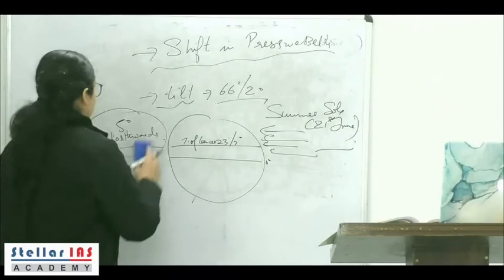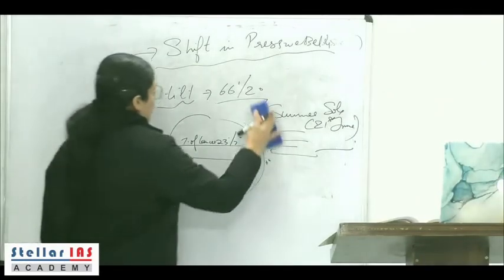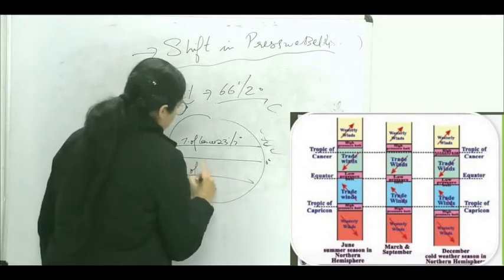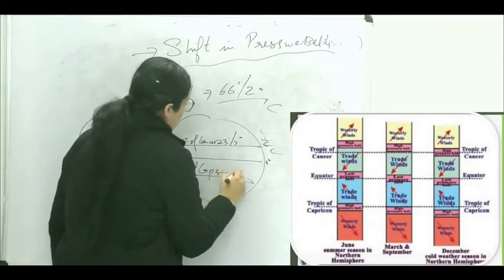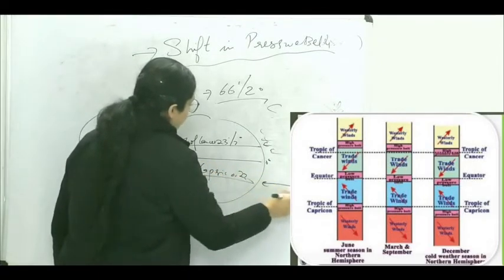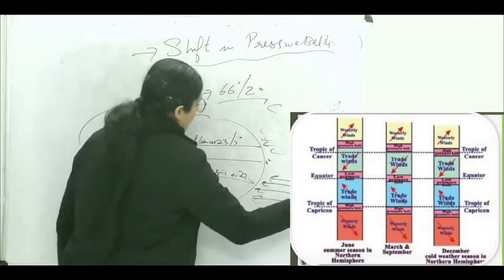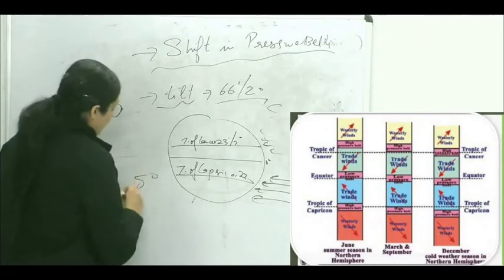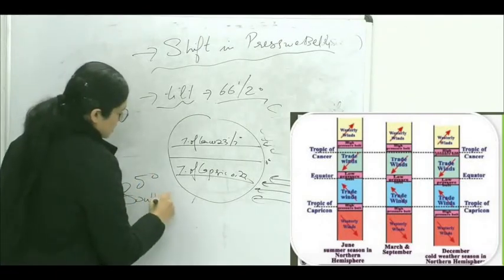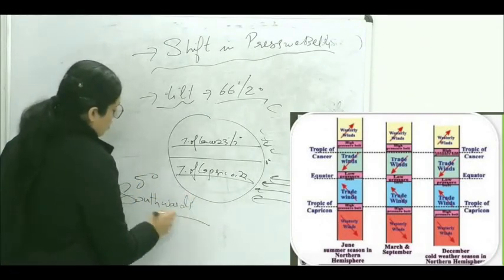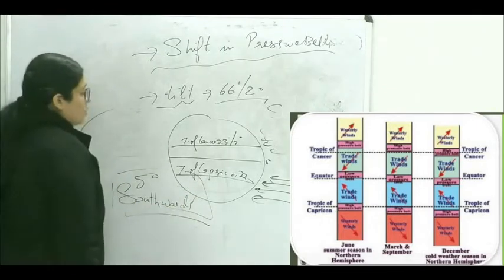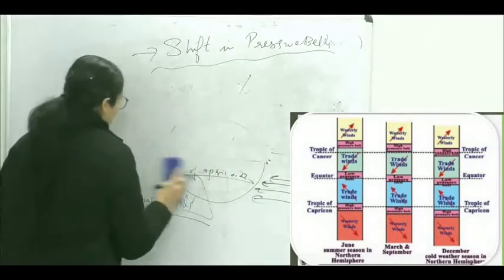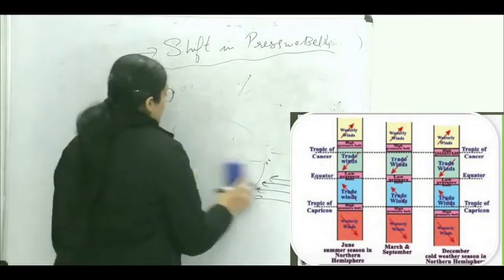Similarly, when the sun appears to be vertical over the Tropic of Capricorn during the winter solstice around 22nd of December, all the pressure belts move 5 degrees southwards. All of them move 5 degrees southwards. So this shift in pressure belt is due to the tilt of the Earth's axis.